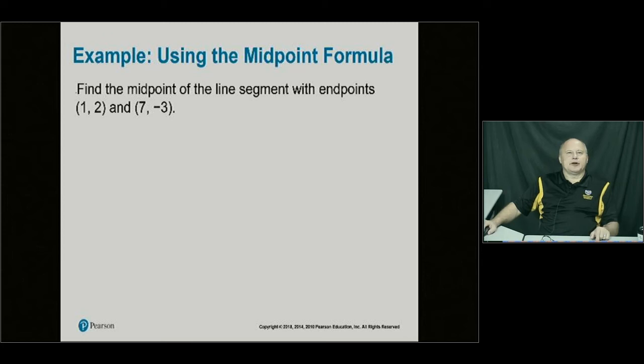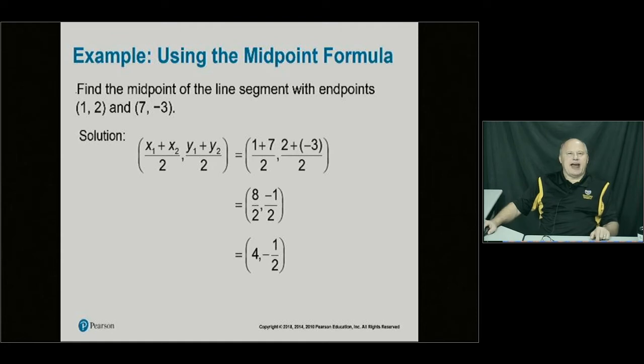So example, we're going to use the midpoint formula. Finding the midpoint of a line segment whose endpoints are (1, 2) and (7, -3). So solution. We average the x coordinates, so add them up and divide by 2. So it'll be (1 + 7)/2 and (2 + -3)/2. 1 plus 7 is 8 over 2, which is 4. And 2 plus negative 3 is negative 1, divided by 2 is negative 1/2. So (4, -1/2) is the point right in the middle of that line segment. It's called the midpoint. Okay?